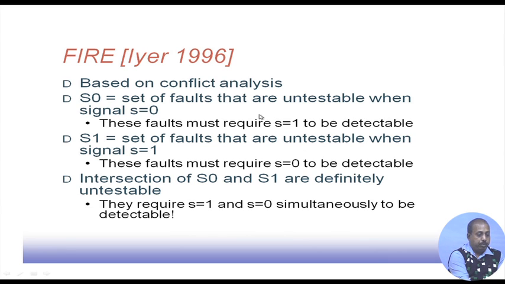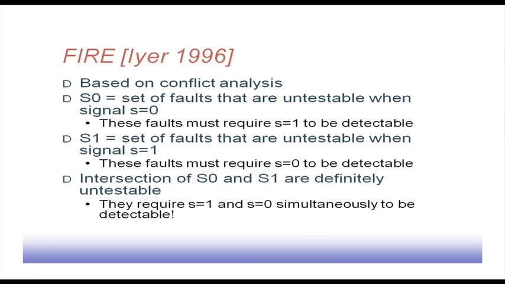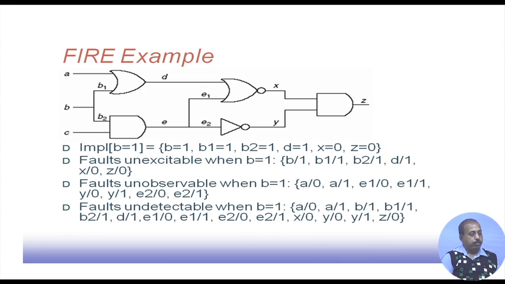the faults which become untestable with S equal to 0 may be testable with S equal to 1, and vice versa. The set of faults which are untestable under S equal to 1 may be testable under S equal to 0. So, if there is some fault which is common in both the sets, that means it is neither testable with S equal to 0 nor testable with S equal to 1. So, they will require simultaneously S equal to 1 and S equal to 0. So, they become untestable faults. So, this is the basic logic by which we compute the set of untestable faults.